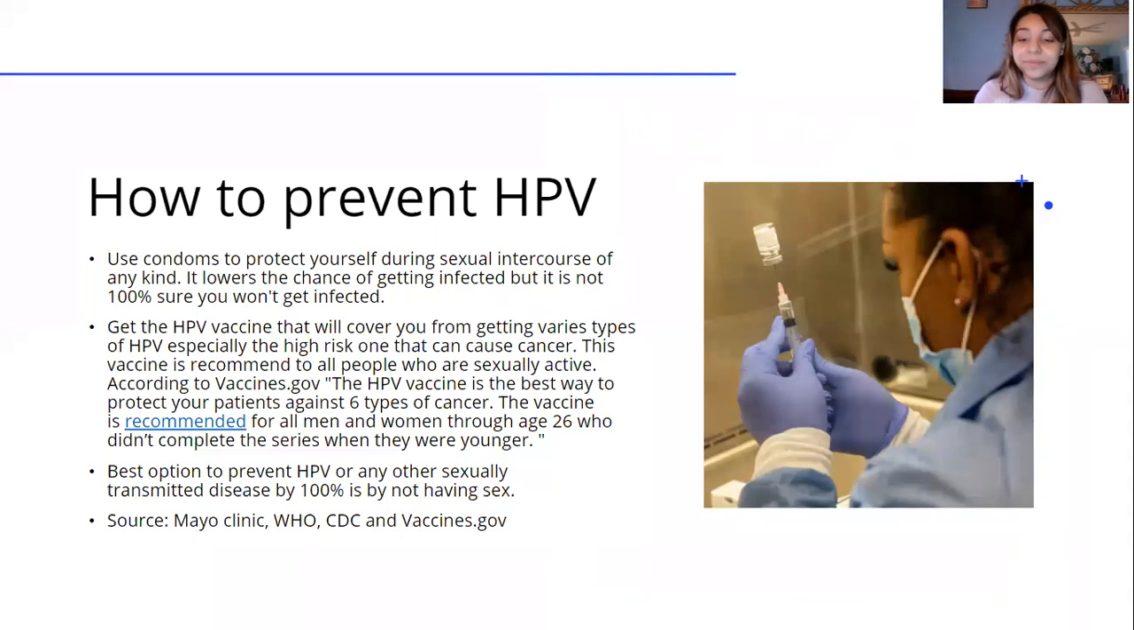But let's be real. Who's gonna stay celibate? Like, who's not gonna have sex these days? So it's better to be aware of ways you can prevent these STDs because they are deadly in some cases.